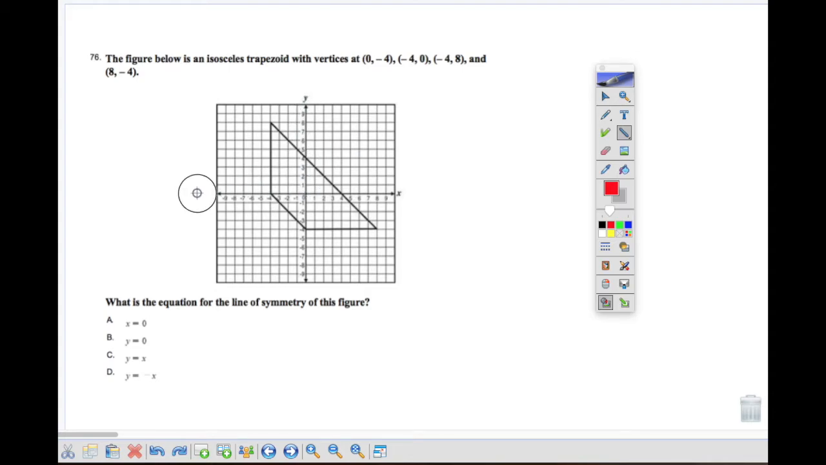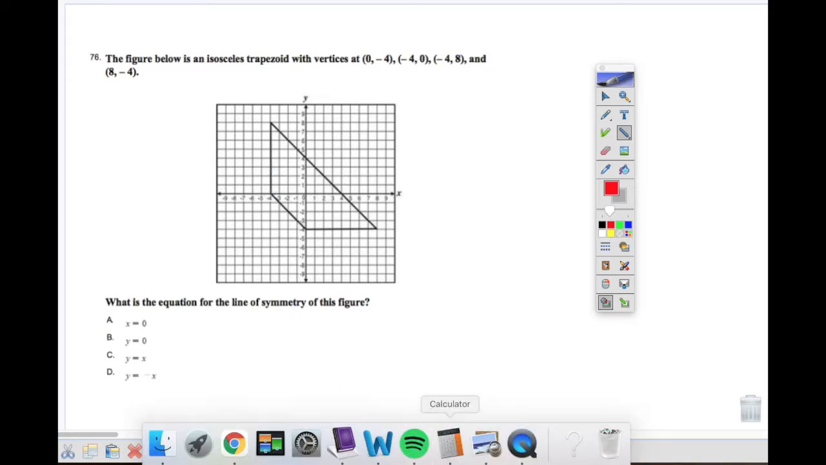Y equals 0 means we would go to the y-axis to 0 and draw a horizontal line. This is the point (0, 1), (0, 2), (0, 6), (0, 8). Everywhere on this line has a y coordinate of 0. And does that look like a line of symmetry? No, it does not.